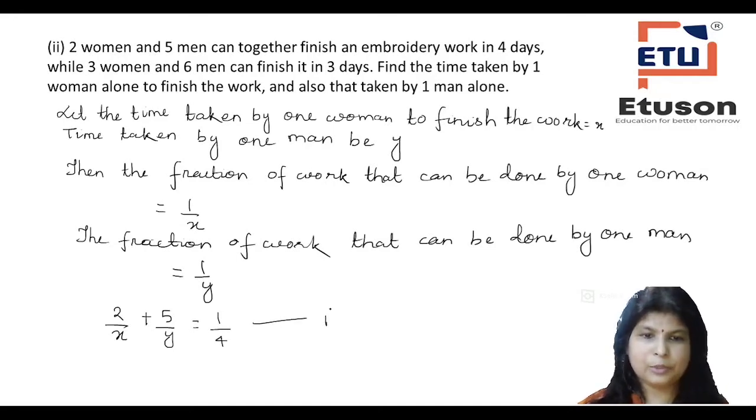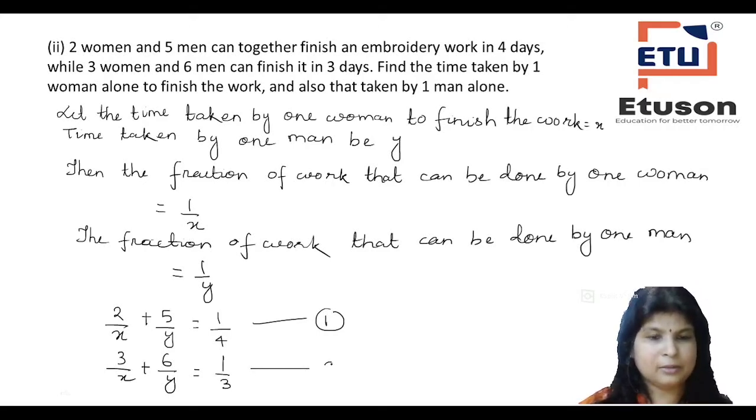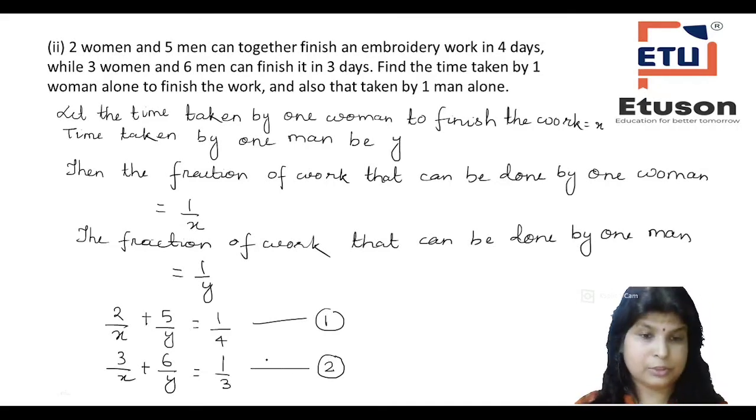Okay, so this will be your equation 1. Similarly, the second statement, 3 women and 6 men. So 3 by x plus 6 by y, because they are finishing in 3 days. So in 1 day, they will be doing 1 by third part of the entire work. So now this is the form of equation you have obtained.